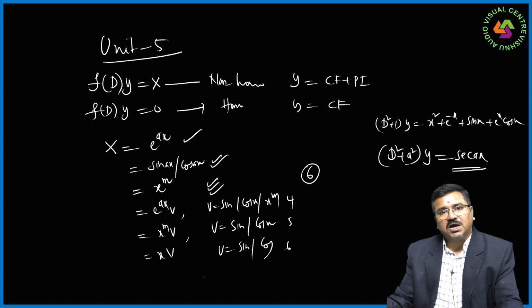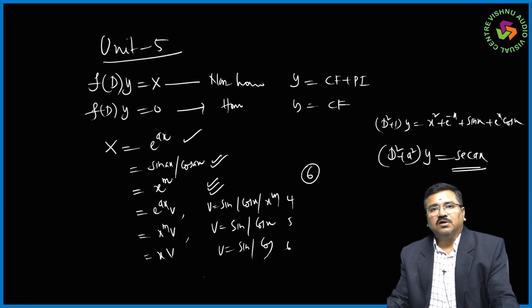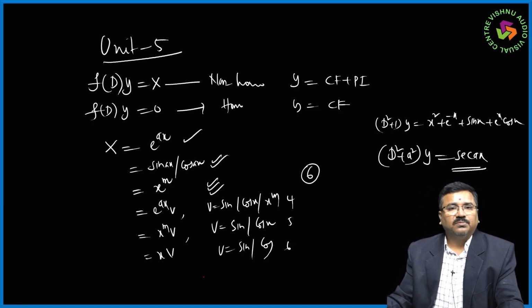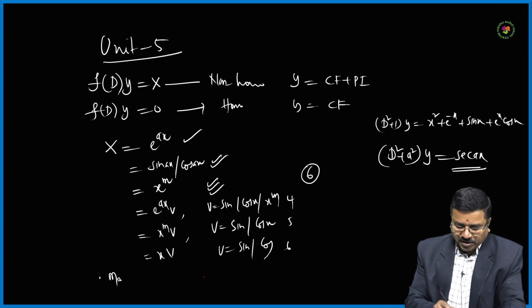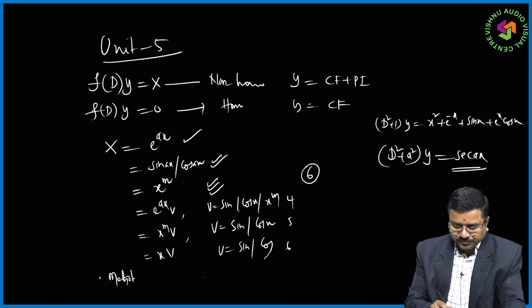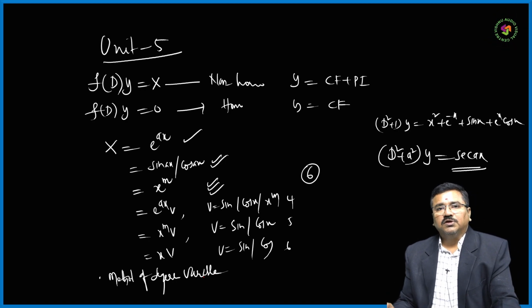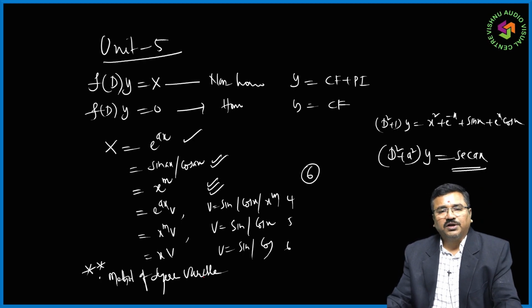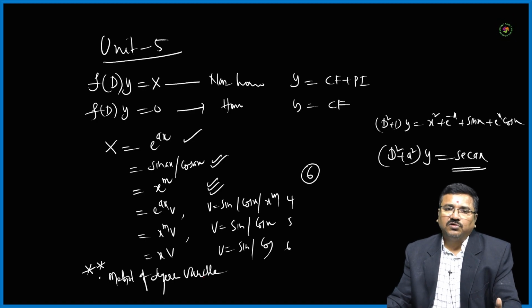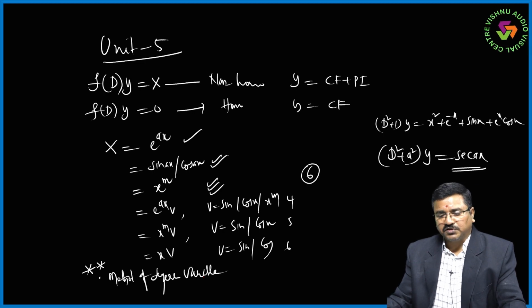In such cases, either we can go for the general formula for computing the particular integral, or we can use the method of separation of variable. This is also one of the very important methods. Method of separation of variable. This is very important from the exam point of view. Whenever the particular integral is not covered by the list of shortcut methods, you can better solve that problem by the method of separation of variable.